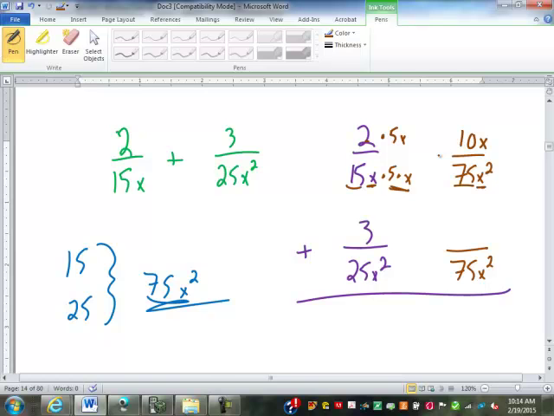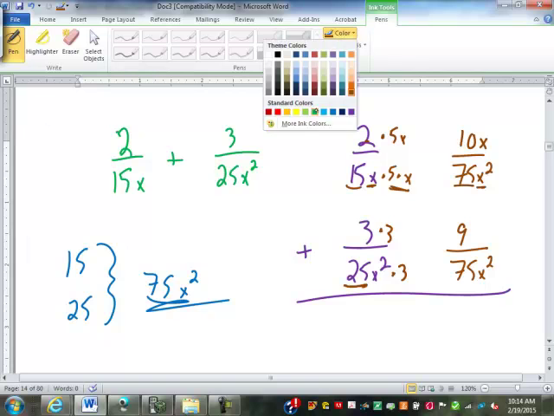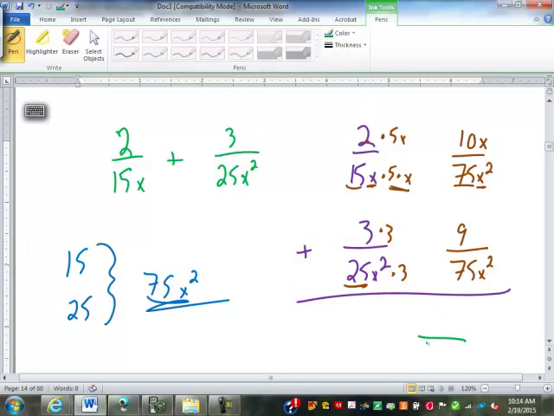Down here, I'm going to do the same thing. Look at the number first. How do I turn a 25 into a 75? Multiply by 3. Or 75 divided by 25 is 3. Look at the variables. x squared divided by x squared cancels out. There's nothing there, so I don't have to multiply by the variable at all. So I'm just multiplying by the 3. So times 3 here is 9. So now we keep the same name, 75x squared. 10x plus 9 is 10x plus 9. And that's it.